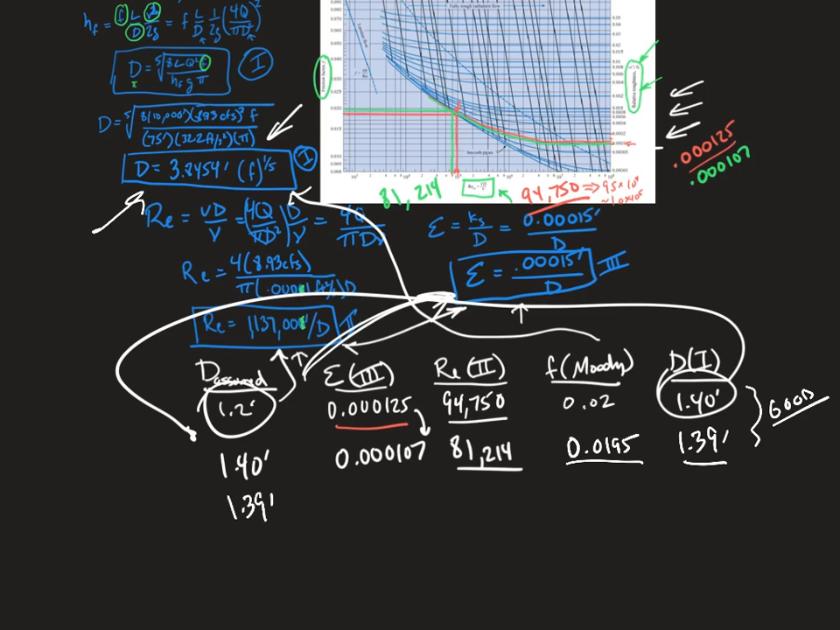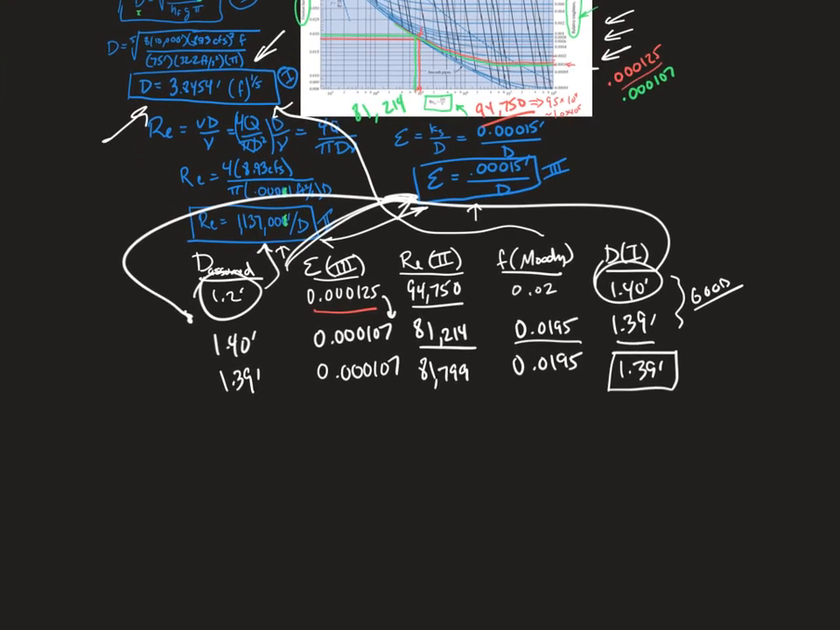1.39 feet. If we plug that in, following the same pattern, we get 0.000107. We could probably stop right here, right? Because the numbers are so close that we're not going to be able to tell the difference here. So this is going to end up being 0.0195. Then if we plug that into the first equation, we're going to get the same thing. So this is the size of the pipe, because this and this are the same. So now you're good.